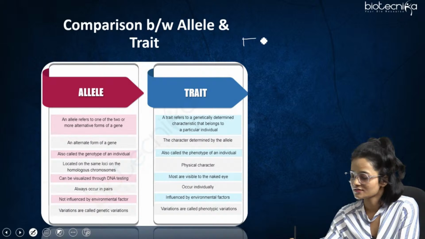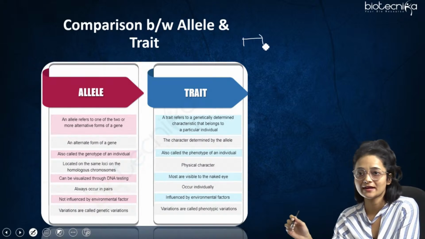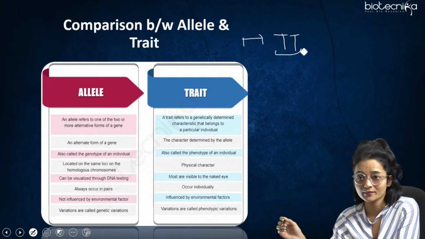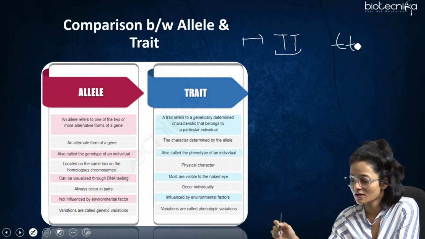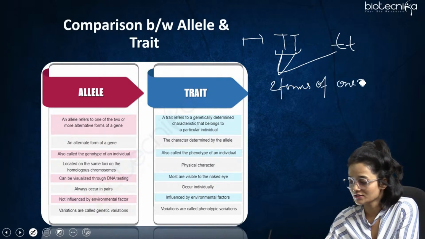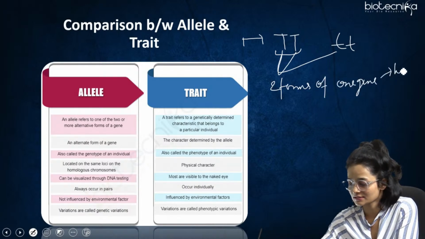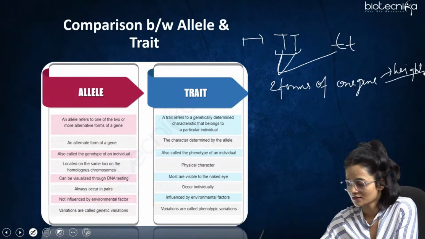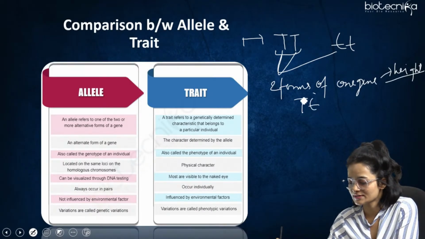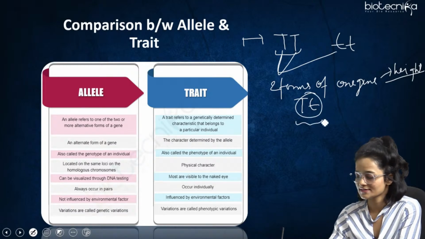So as we have studied in case of Mendelian genetics, there will be tall, this is the homozygous dominant one, this is the homozygous recessive one. So both of these are basically the two forms of one gene itself, right? One gene which is responsible for the height. So for height, there are two different alleles. It could be capital T or it could be small t. So these are known as the alleles.